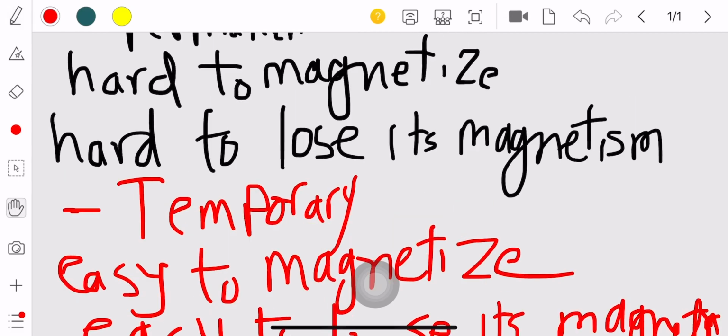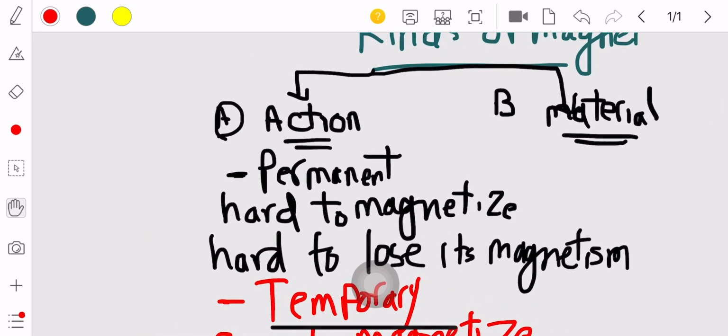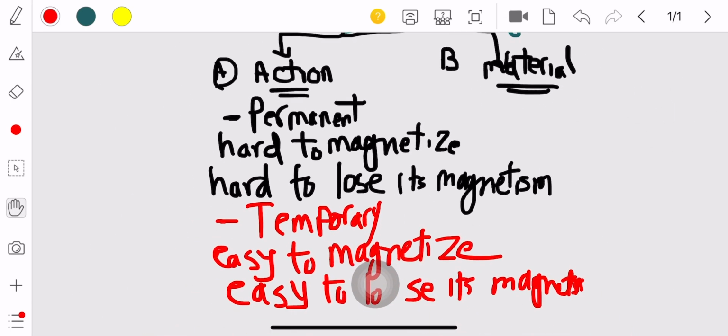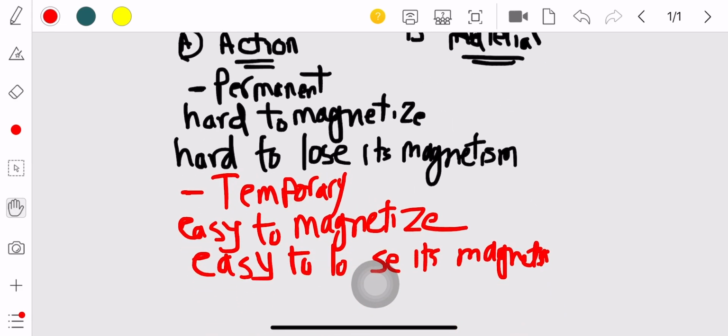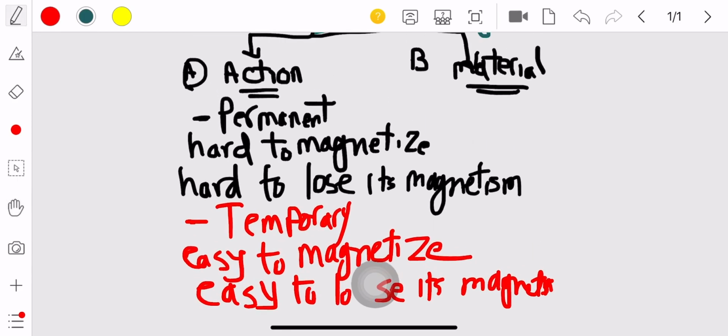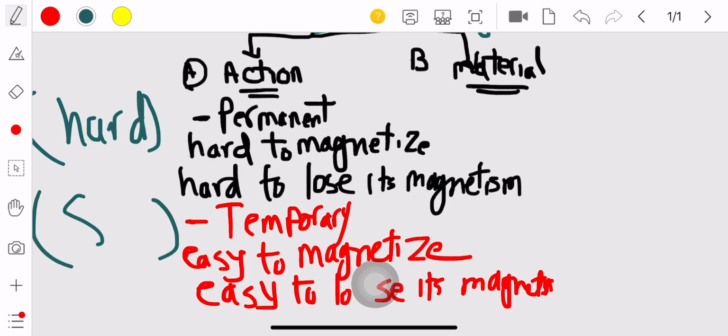So, the kinds of magnets according to their action: we have permanent, hard to magnetize and hard to lose its magnetism, and temporary magnets, which are easy to magnetize and easy to lose. These two kinds of magnets, according to their action, we can rename them. Permanent, you can call them hard magnet, and temporary, you can call them soft magnet. Okay, do you understand it?